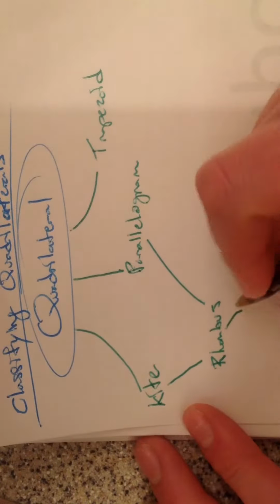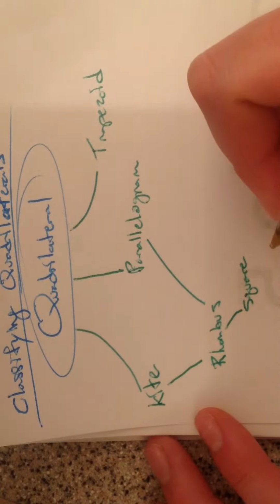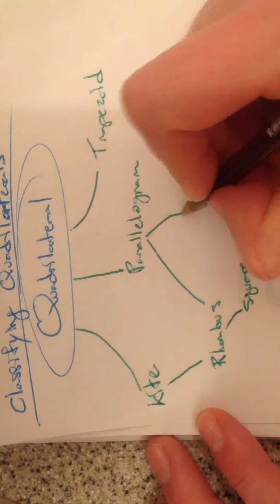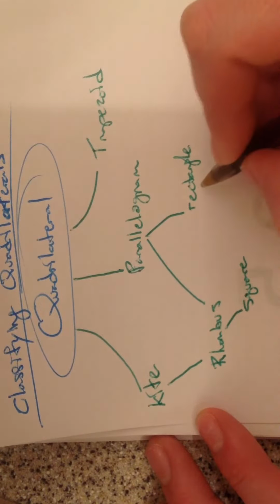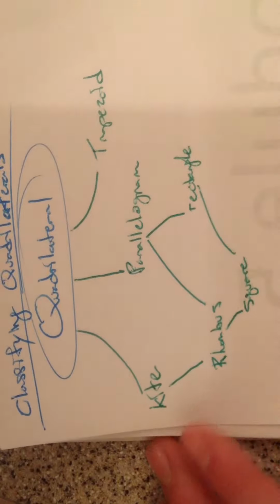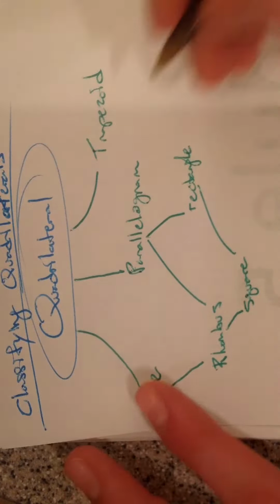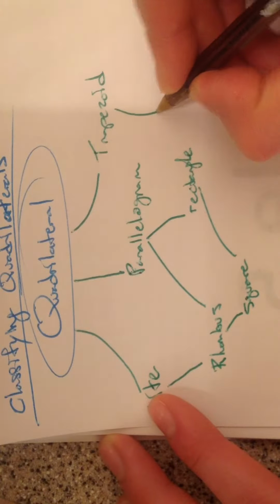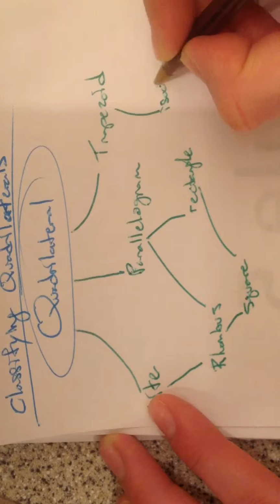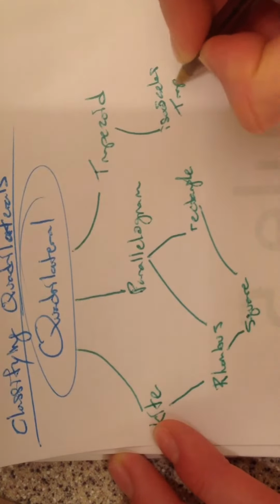A certain type of a rhombus is actually a square. A parallelogram can be a rectangle if it has 90-degree angles, and a rectangle can be a square if all sides are equal. And a trapezoid can be an isosceles trapezoid if it also has certain features.